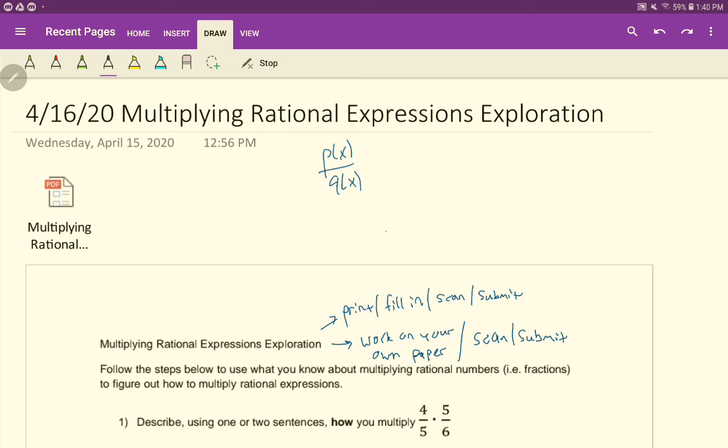Try not to leave any blanks. Really just try something here. Anything you write down will help me to understand what you know and what you don't know. So again, do it on your own, but submit whatever you can do. Just do as much as you can.